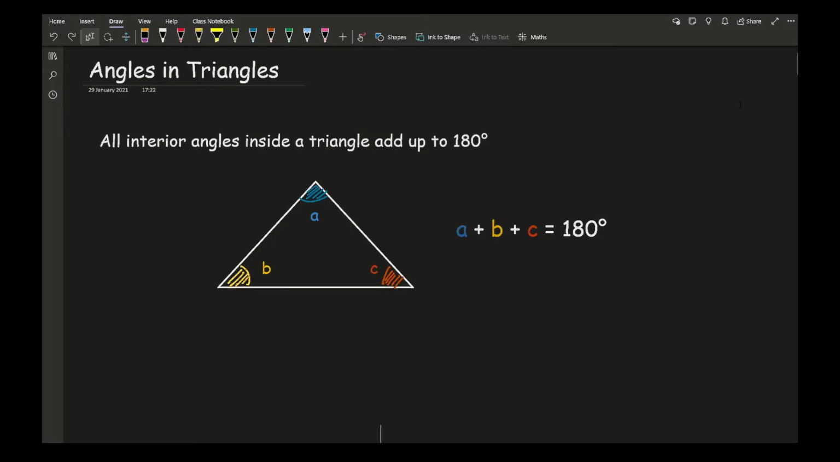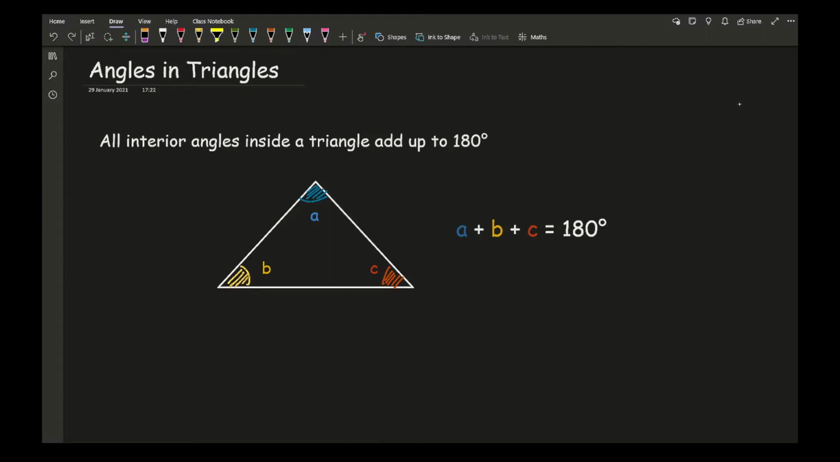Now, the key principle that you need to make a note of, either in your exercise book or your revision notes, is that all interior angles inside a triangle add up to 180. It doesn't really matter what type of triangle that is, whether it's a right angle, isosceles, equilateral, or a scalene triangle. The three angles inside a triangle will add up to 180 degrees.